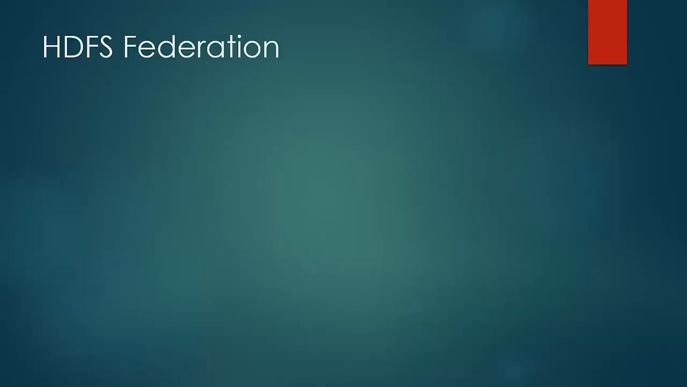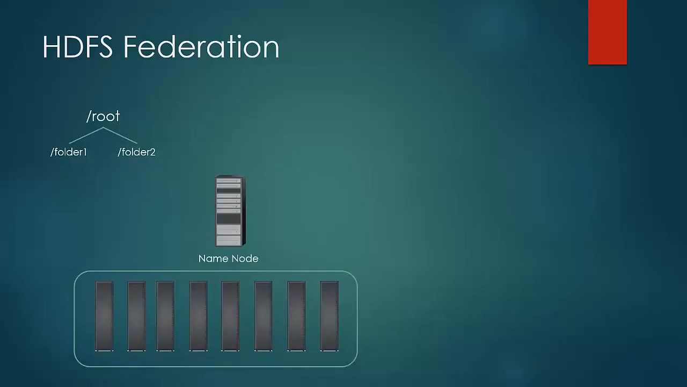This feature is added in order to balance the load on the name node as the cluster size increases. Let us understand this with an example. Let us say there is a directory tree structure root, and under it are two folders, folder 1 and folder 2. And let us assume that there are a lot of files under it. As the cluster size increases, the name node has to store more information pertaining to blocks in its main memory.